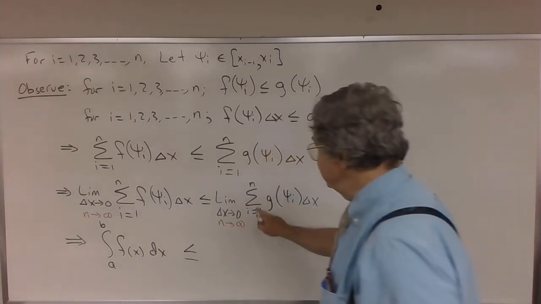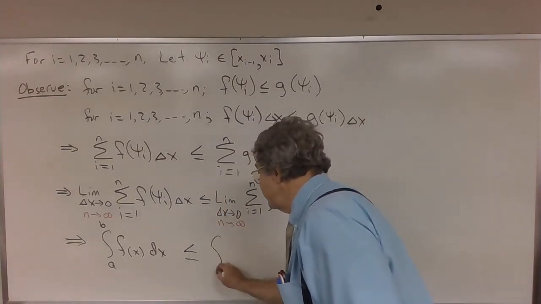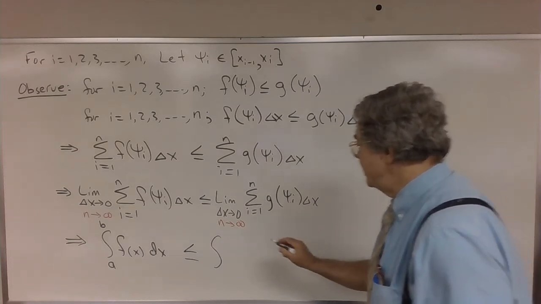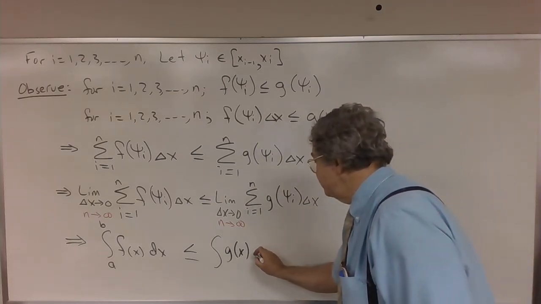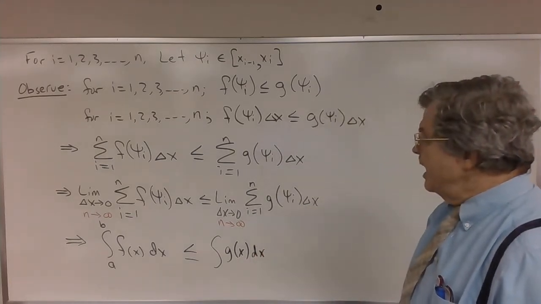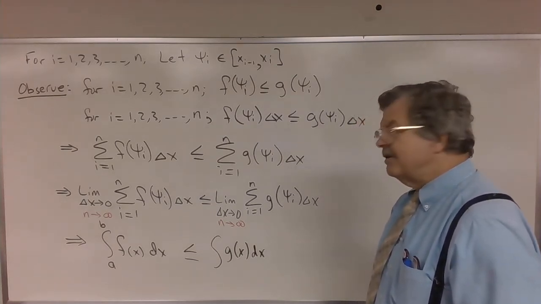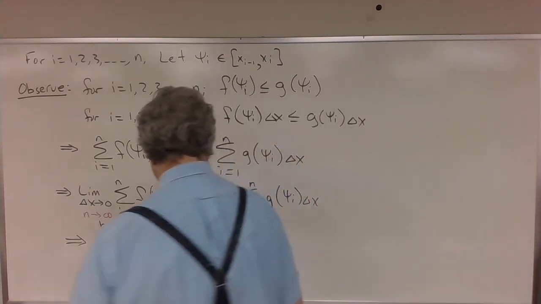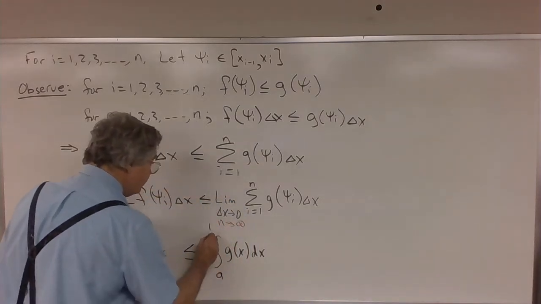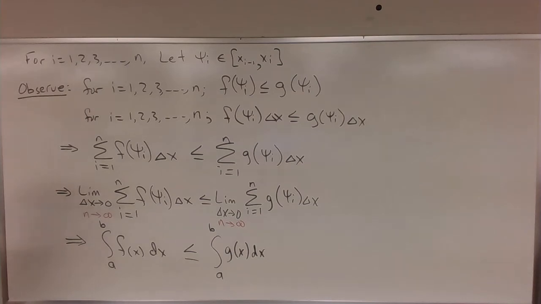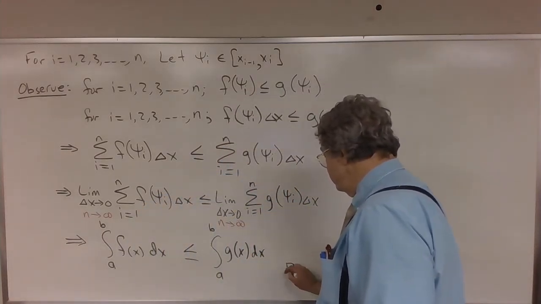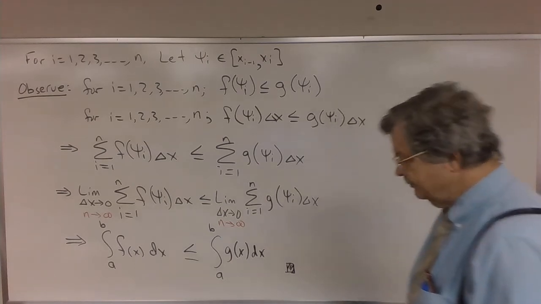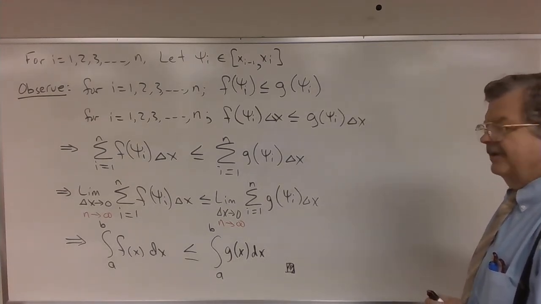The same thing happens here. The summation sign becomes an integral sign. The psi sub I becomes our x. The delta x becomes dx. And the upper and lower limits are the endpoints of the interval that we partitioned into subintervals, a and b. And this was exactly what we were supposed to prove. So we are done. Excellent, excellent.